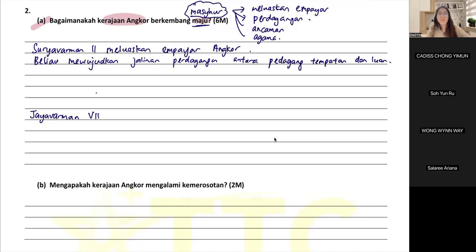Suryavarman II expanded the kingdom of Angkor. My brain keeps on thinking Champa, Funan, all those things. Yes, he expanded the kingdom of Angkor, and then he had a relationship with not only the local people, but also the outsiders, the pedagang luar. Okay, everybody, are you guys good?